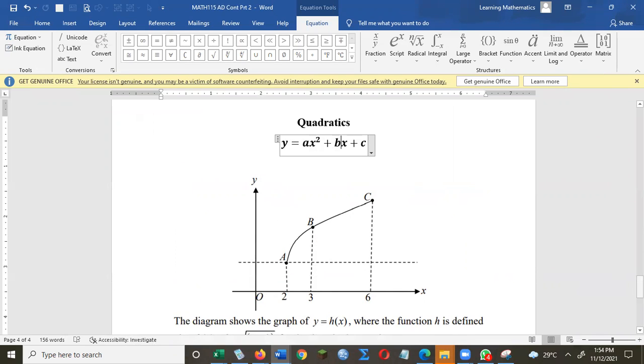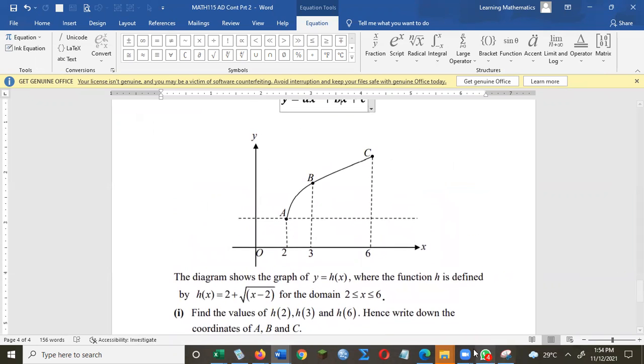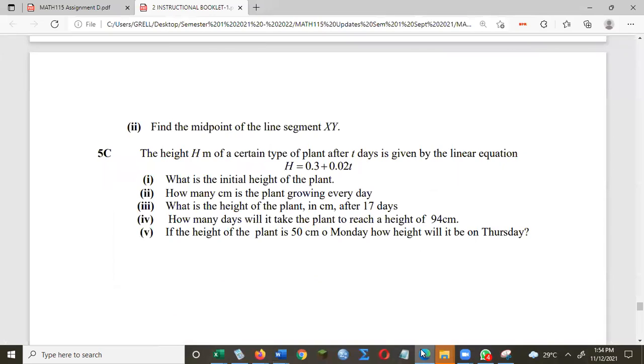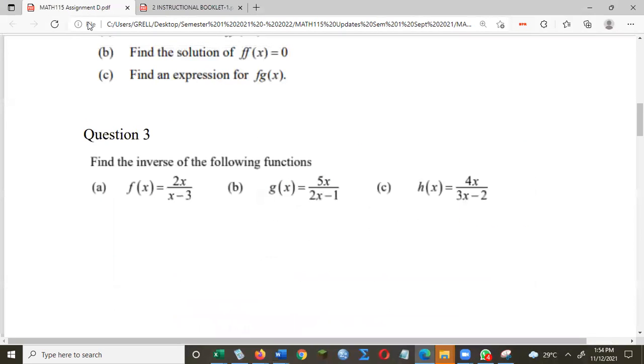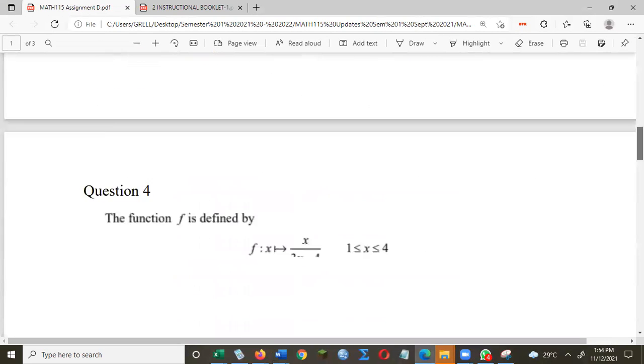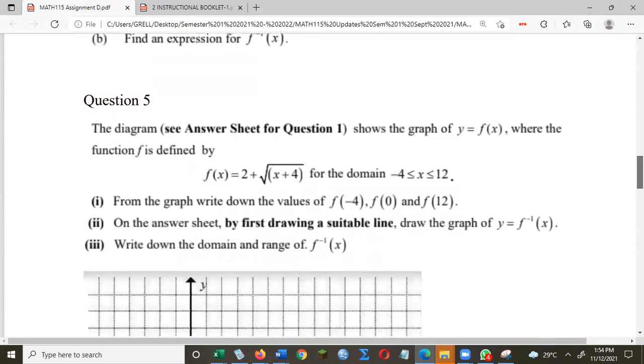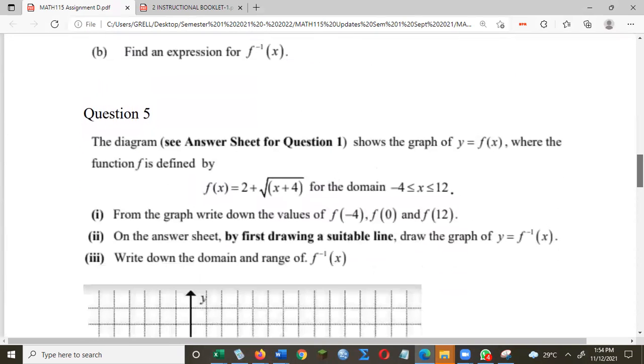Okay, now this is a question. This is an example like question number 5. For more readings, you can go to the booklet and you'll get some more notes. You can YouTube it, parabolas, quadratics. Okay.